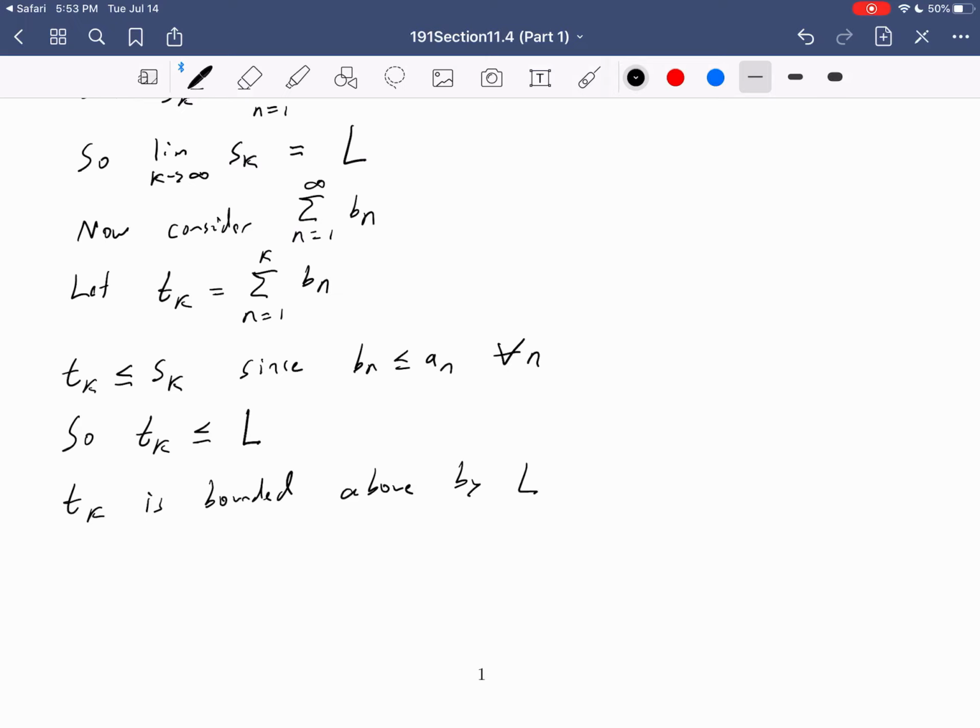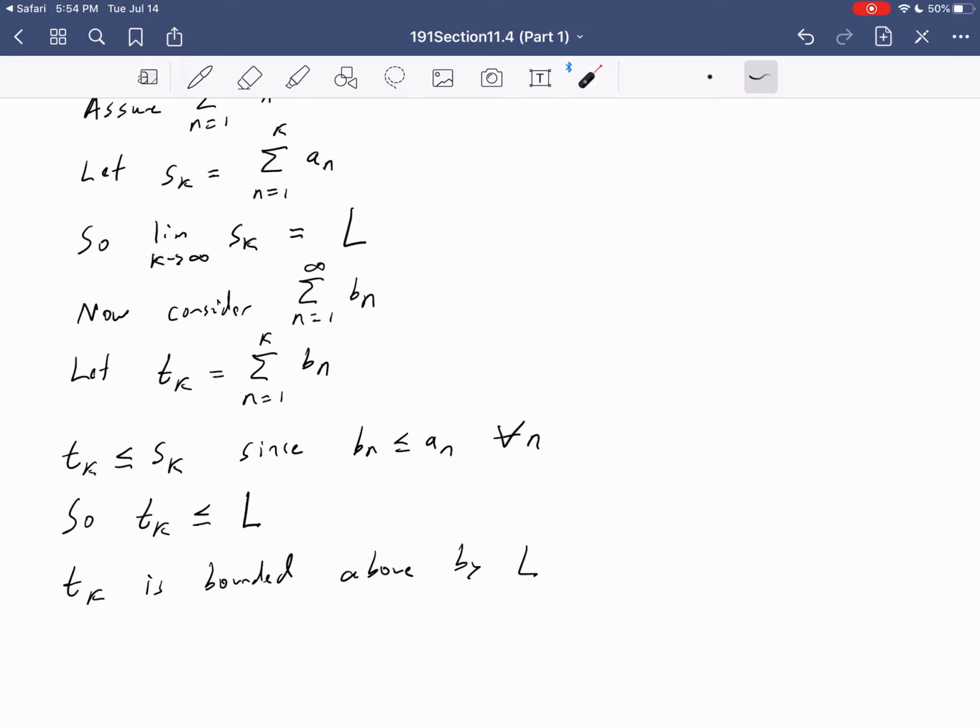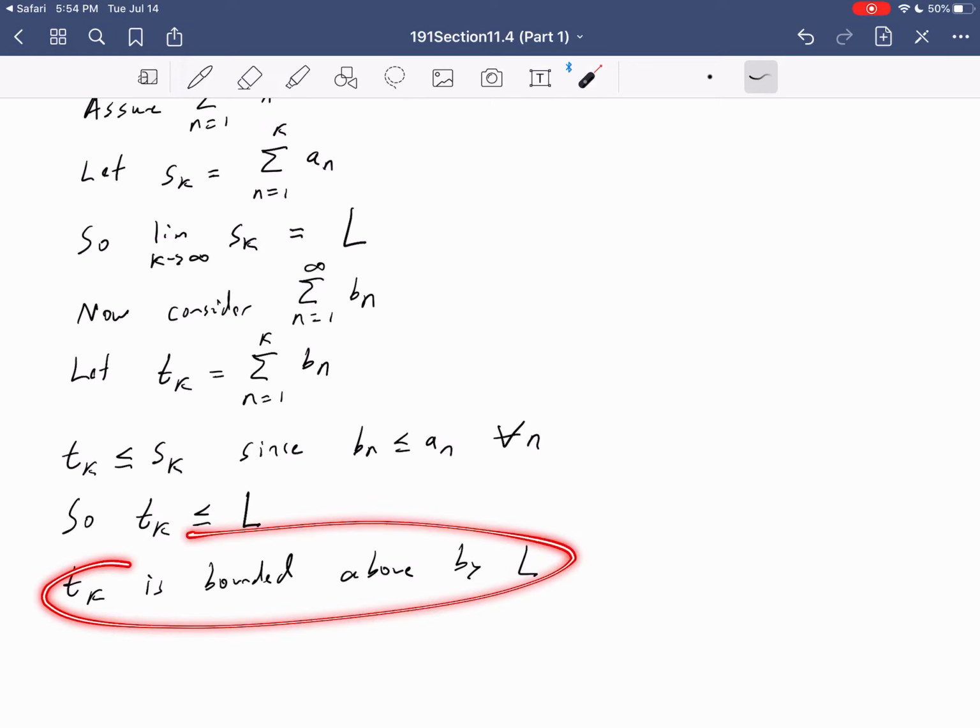Now, this probably already gives away to you guys how we're going to finish up this proof. When we start to talk about bounded above, that sounds like we're gearing up to use the monotonic convergence theorem. And we are. We've now shown that T sub k, the partial sums of the B sub n series, are bounded above. Do we know that they're monotonic?